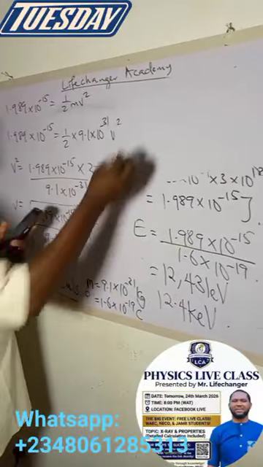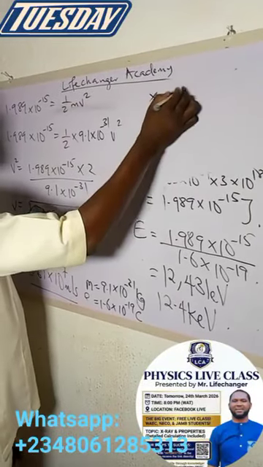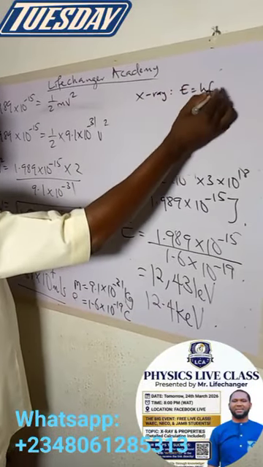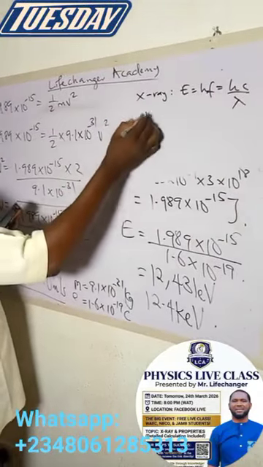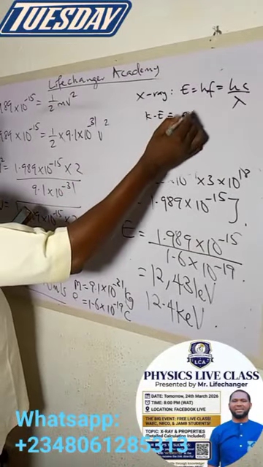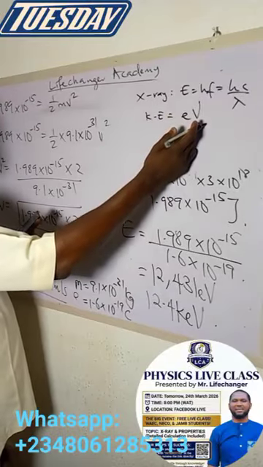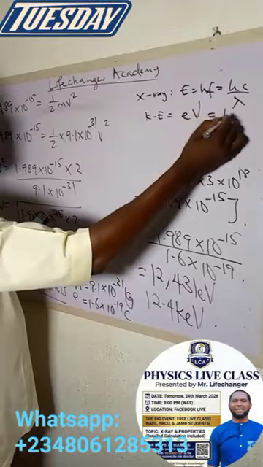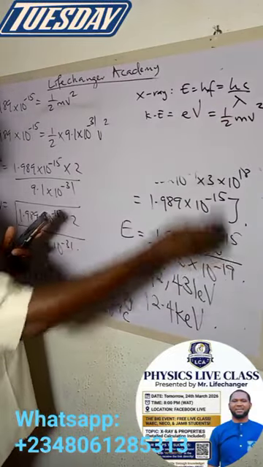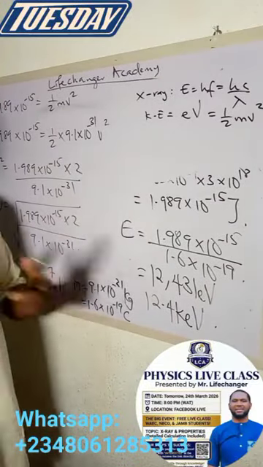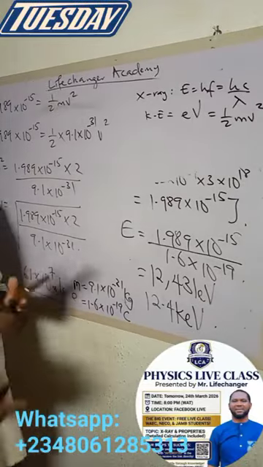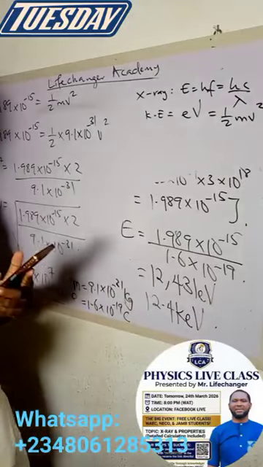For X-ray, the formula is that the energy is hf, or you can say hc over lambda. Then the kinetic energy is always electron charge times potential difference, which can also be half mv squared. So you can equate any of them and solve any question of your choice. Anywhere you see an X-ray question, you can solve it.